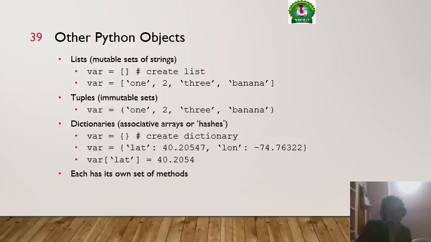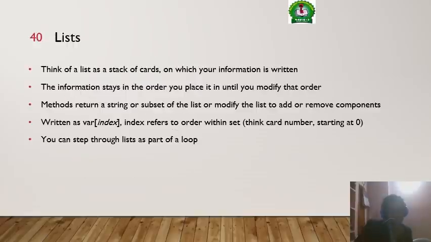One is an array, creating a list variable 1 2 3, and banana. Tuples are immutable sets. What are they called? Tuples. Dictionaries are associated arrays, and a hash list is called what? Dictionaries. A list is like a stack of cards in which the information is written. The information stays in place, you modify the order.